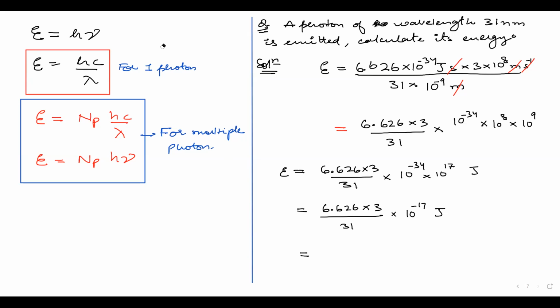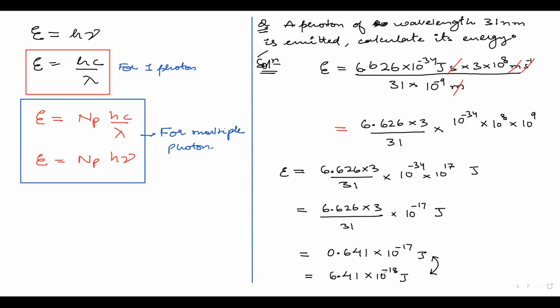Okay, now let me just write the answer because most of you have given 0.641 into 10 to the power minus 17 joule. You can write this as 6.41 into 10 to the power minus 18 joule. Okay, fine. I will ask each and every one of you. Okay, Hamza, you are okay with this transformation, right? From minus 17 to minus 18. You don't have any doubt here in the exponents?